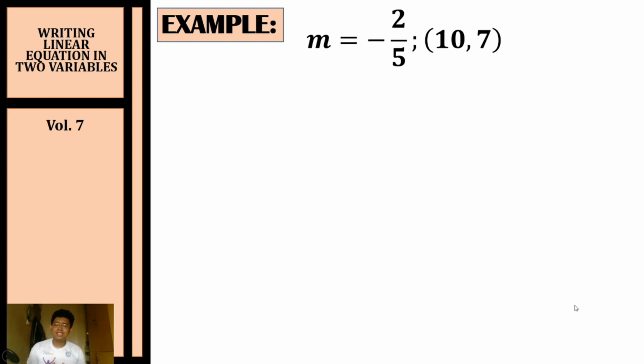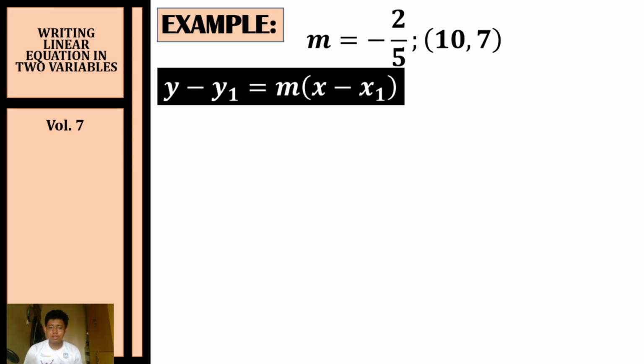Let's have our last example for today. We're going to look for the equation of the line that will have a slope of negative 2/5 and it will pass through the point 10, 7. Since we're given the slope and a point, we're going to use the point slope form, which is y minus y sub 1 is equal to m times the quantity of x minus x sub 1. Let's identify the values of x sub 1 and y sub 1. So our x sub 1 is 10 and our y sub 1 is 7.